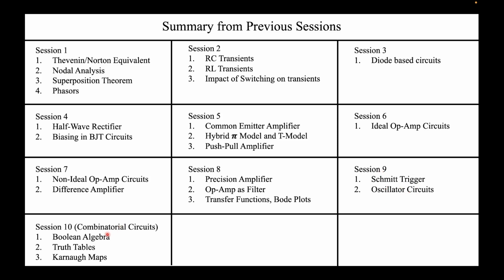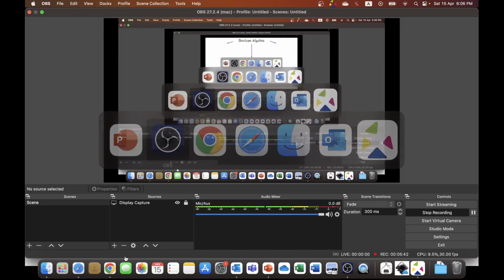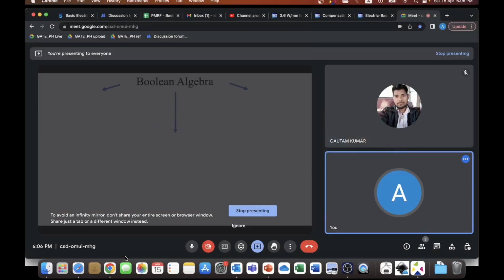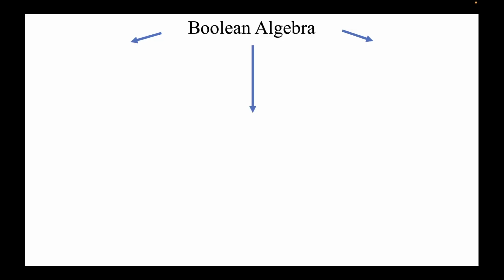And then finally, in the last session 10, we switched to digital electronics, in which we talked about combinatorial circuits, primarily Boolean algebra, logic gates, truth tables, and Karnaugh maps. And we saw how these three approaches can be interchangeably used to arrive at a solution for a given problem. So we'll continue with that today, the digital electronics part.